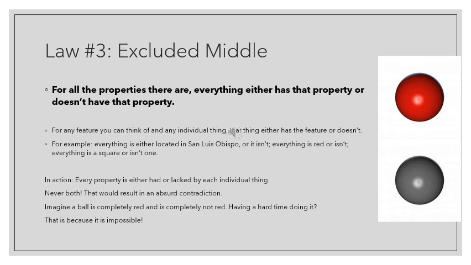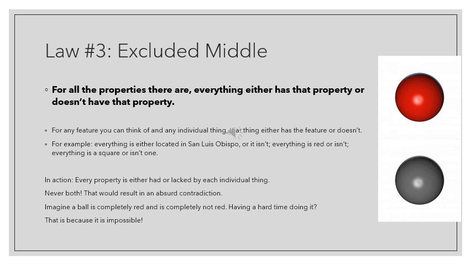Now, in action, the law of excluded middle is useful and similar to the previous examples. It ultimately just states that no object can both have and lack the same property, because that would result in an absurd contradiction, right? If we were to imagine a ball that is completely red and completely not red, you get stuck, right? If you try to imagine that ball, you can't do it, right? It's not possible to actually imagine the same thing, one and the same thing, being both red and not red.